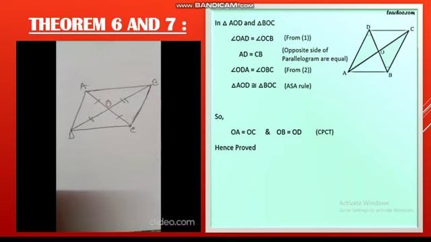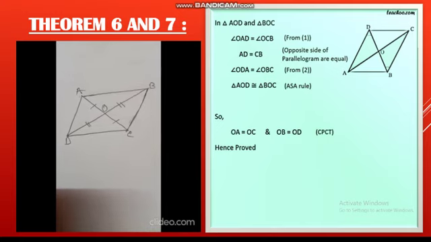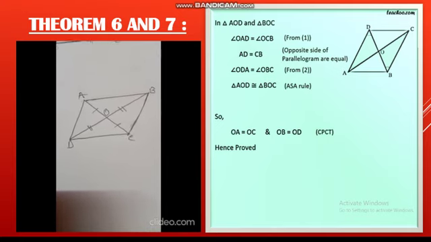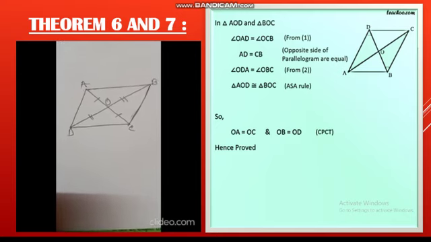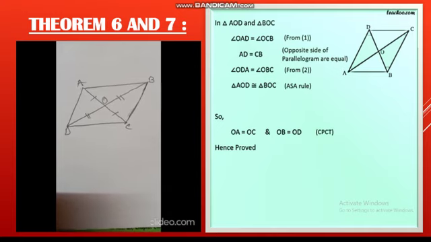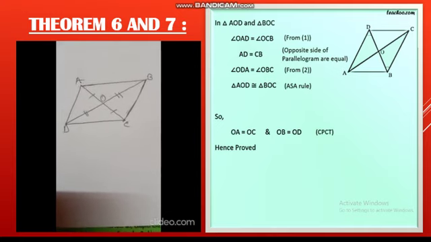Here in the parallelogram ABCD you can see that the diagonals AC and BD intersect each other at point O. Here it is shown that AO is equal to OC and OB is equal to OD. Thus, theorem 6 and theorem 7 are proved, that the diagonals of a parallelogram bisect each other.